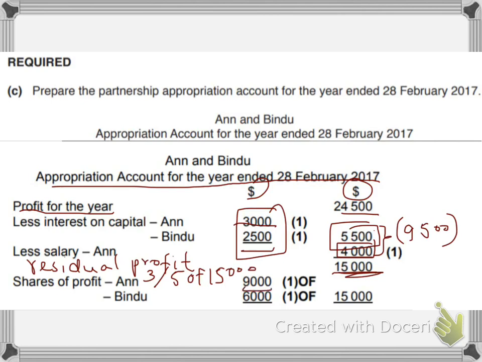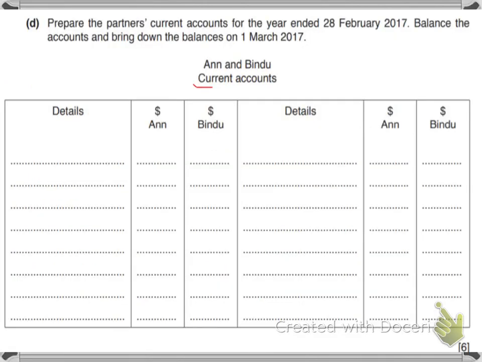and we get 9,000, and then we do 2 by 5 of 15,000 and we get 6,000. So the total amount of 9,000 plus 6,000, again we get 15,000. So this is the way we do a profit and loss appropriation account. So now we need to create a current account.